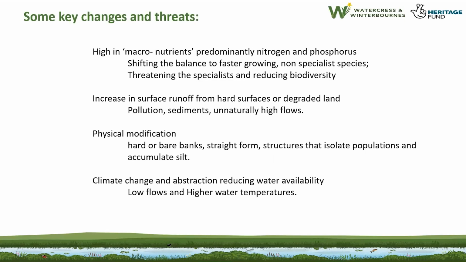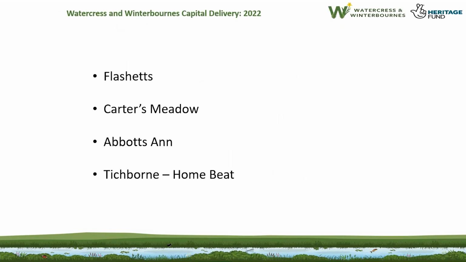And then finally, we have both climate change and high water abstraction, which reduces the water availability, hence one of our other programs, which is helping us to look at how we use water wisely. But these low flows can restrict movement for species up and down the rivers, and they also can cause higher water temperatures. And again, our species have all developed to have this nice stable water temperature that they've known historically.